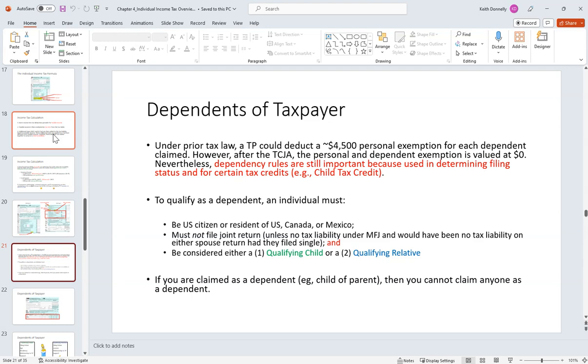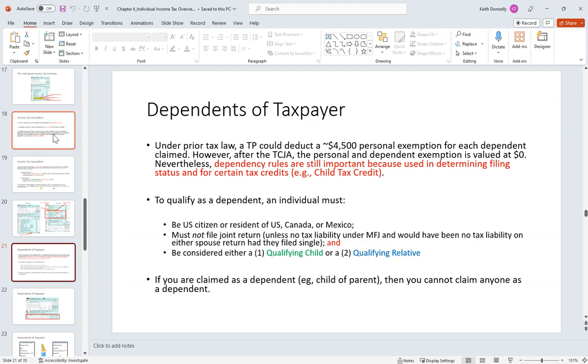By way of example, the big one here, the child tax credit, right? If you want to get that $1,000, $2,000 for your child, for the child tax credit, they need to be your dependent. So the idea here with a dependent is you have to meet three things. You have to be a U.S. citizen or a resident of the U.S., Canada, or Mexico. You must not file a joint return, small exception there. And then the dependent, like the niece, the nephew, your child, they have to be considered a qualifying child or a qualifying relative.